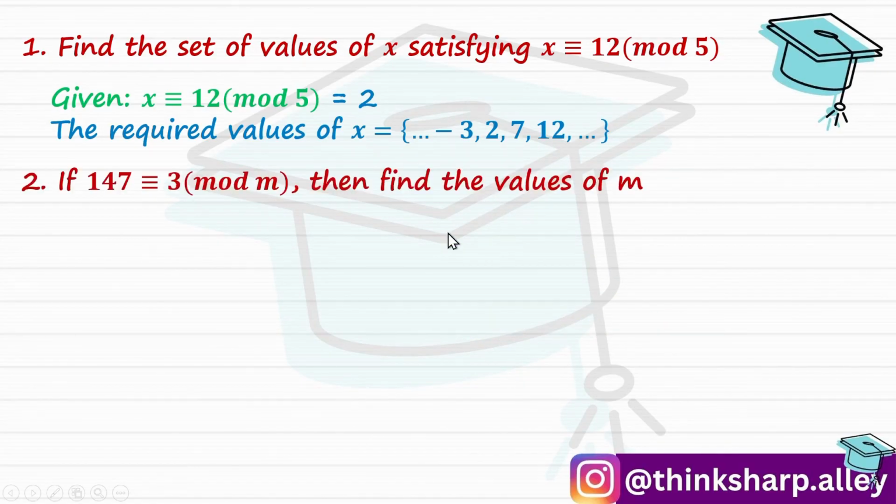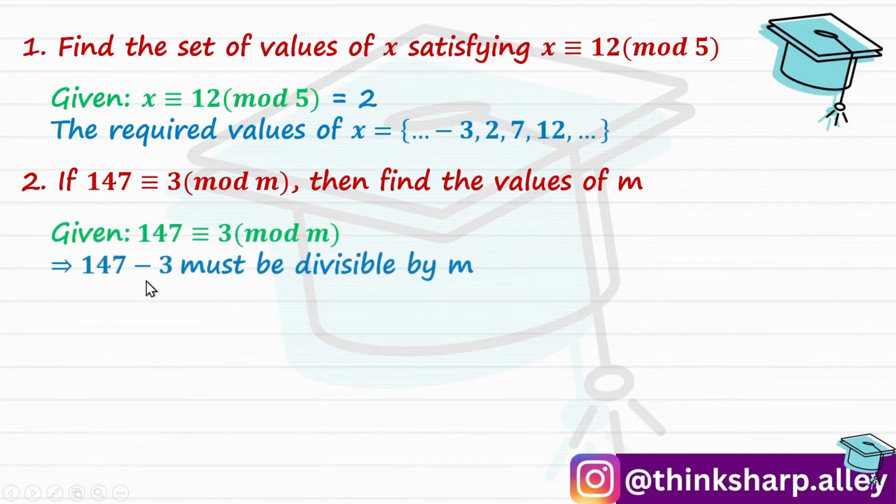Now, next question. 147 is congruent to 3 modulo m. So we have to find the modulo m. Here we cannot find the value of 3 mod m. So we will go the other way around. Remember, if two numbers are congruent, their difference is going to be divisible by m. So 147 minus 3 must be divisible by m. That means 144 must be divisible by m.